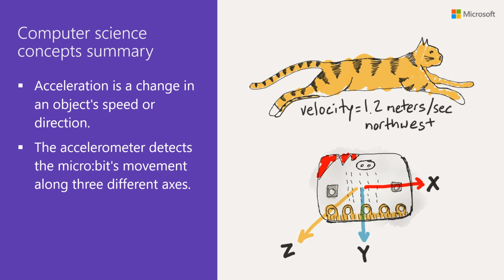Now, the accelerometer on the microbit detects the microbit's movement along 3 different axes. So we can think of it as the logo up or the logo down. So if the accelerometer flips over, the microbit can detect that. It can also detect if it's tilted. And then, of course, the shake is a custom detection of a certain kind of pattern of movement along multiple axes.